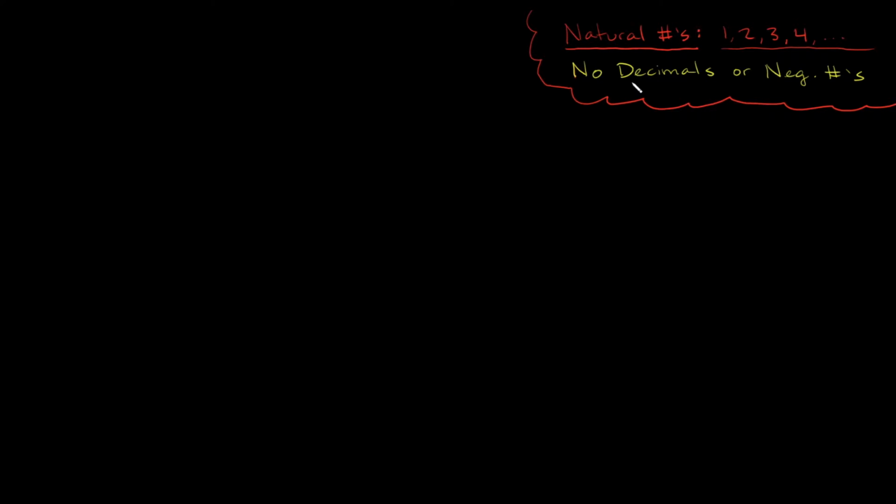So we're not talking about decimals and we're not talking about negative numbers. And we're also not including zero in this, because zero is not a natural or counting number. Okay, so with that in mind, let's break down the differences between prime and composite numbers.